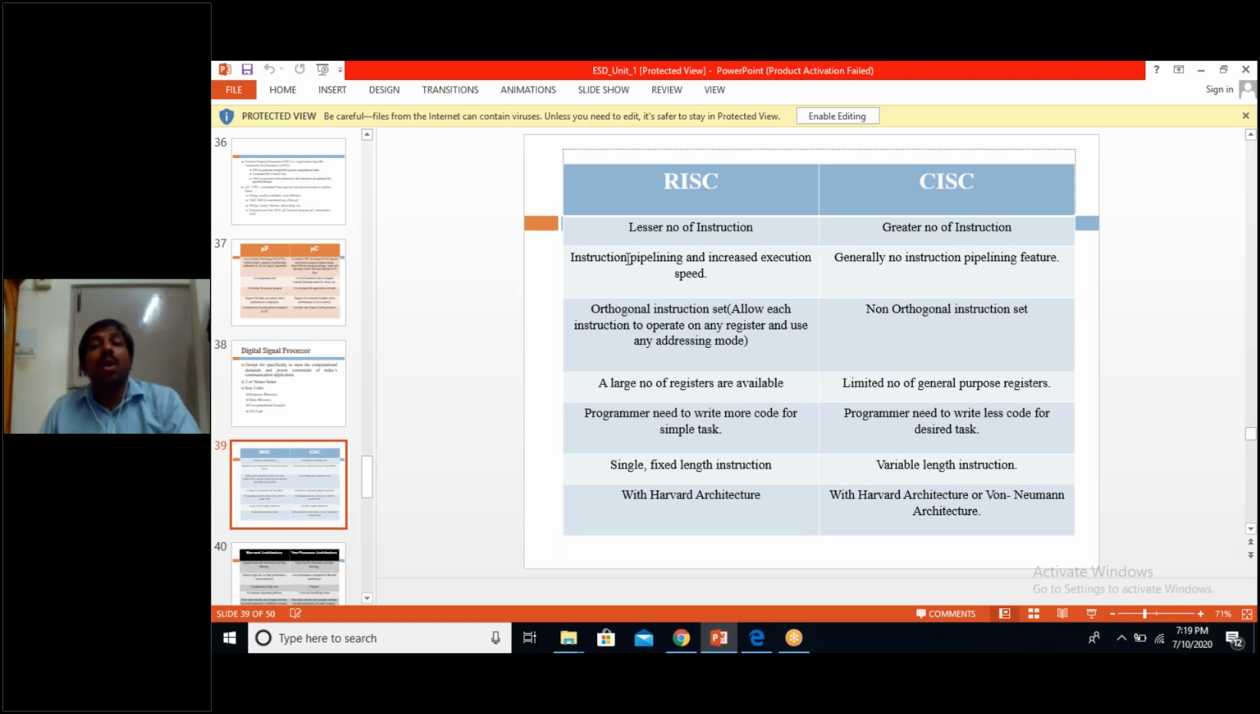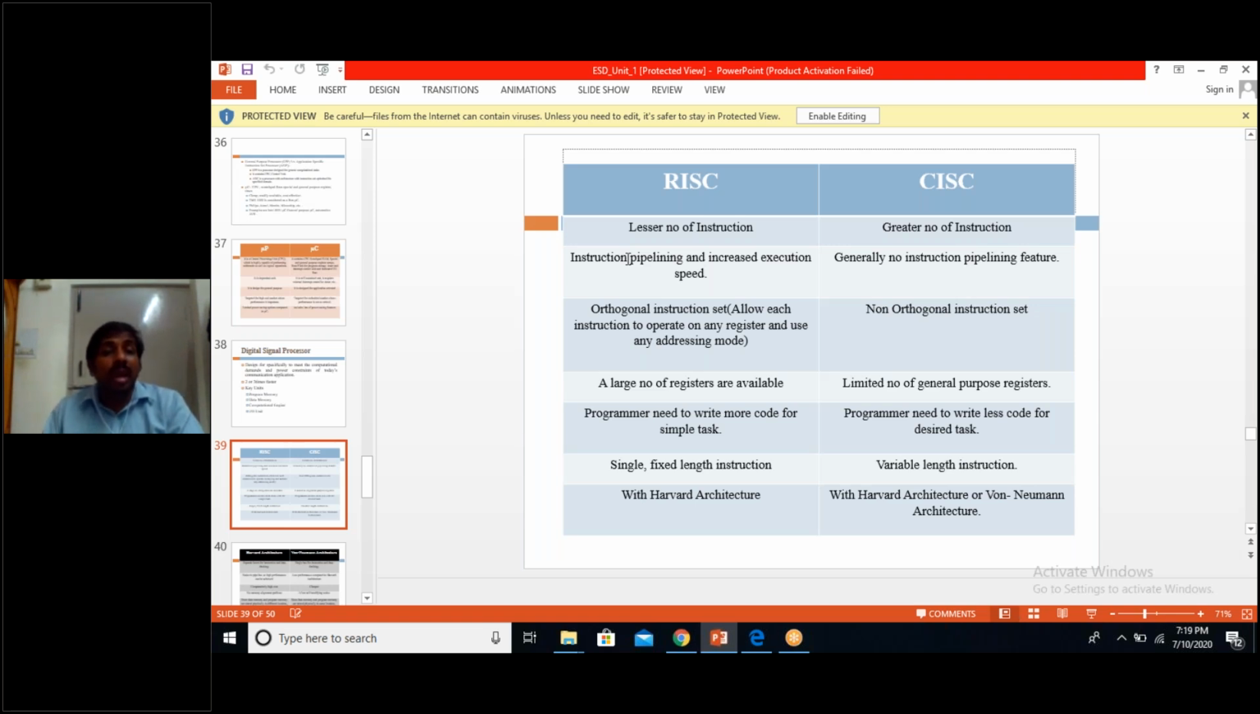Like that, the speed of the processor increases, and this has an orthogonal instruction set, and a large number of registers are available for this because we have to save the data temporarily in the registers, and again we have to do fetching and execution.